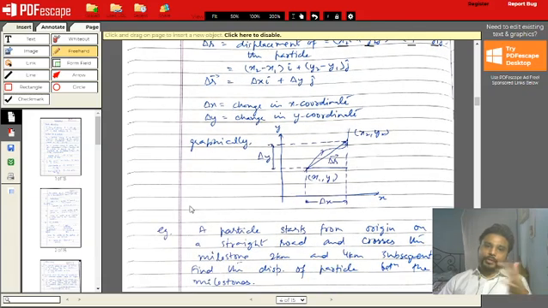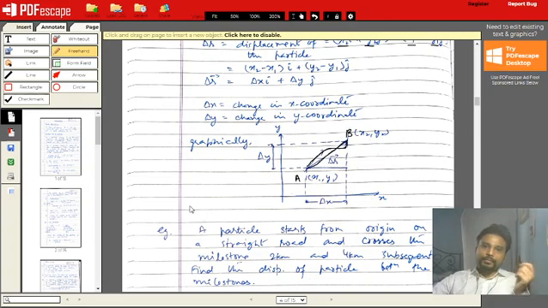If we want to draw a graph and see how the particle's displacement vector looks, let's say a particle has traveled from some point A to some point B along this path. So what is the displacement? The displacement is the shortest distance between the initial and final point along the direction, which makes it a vector.